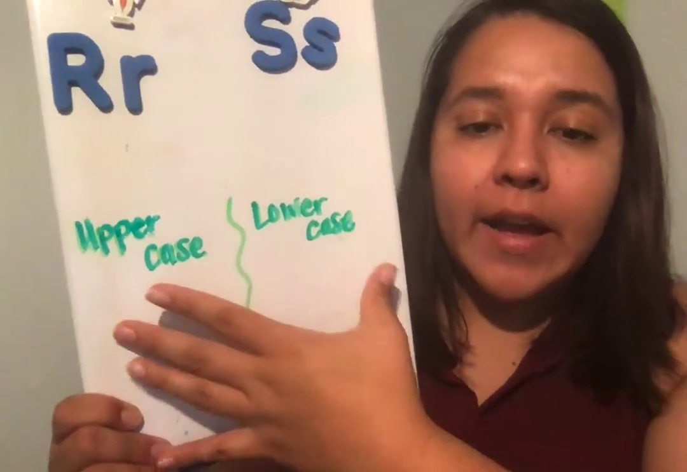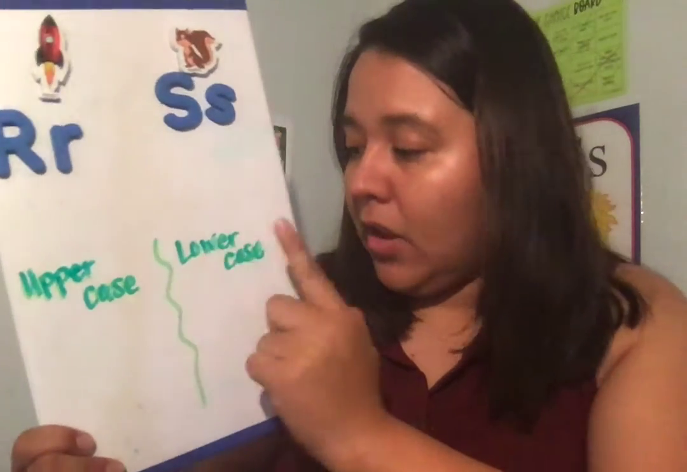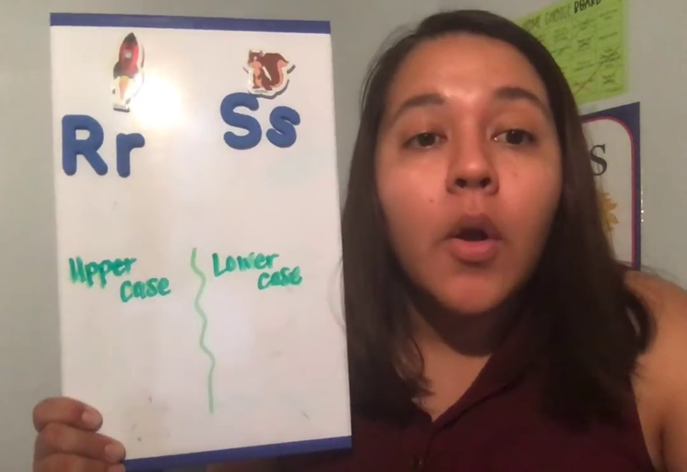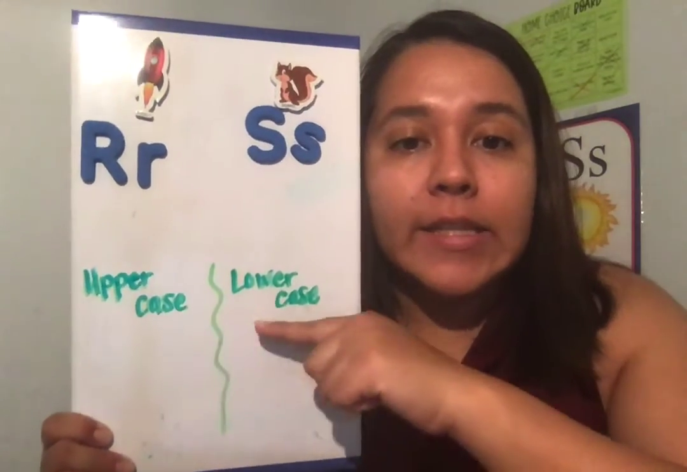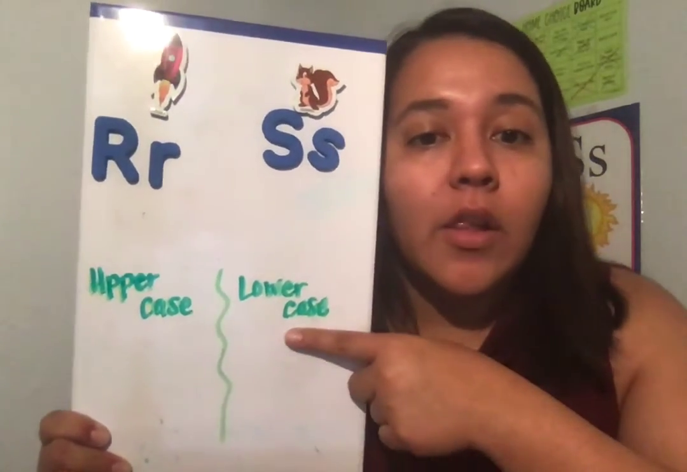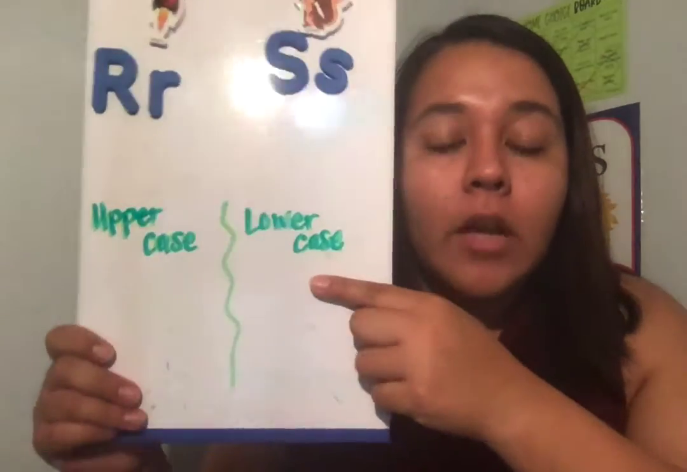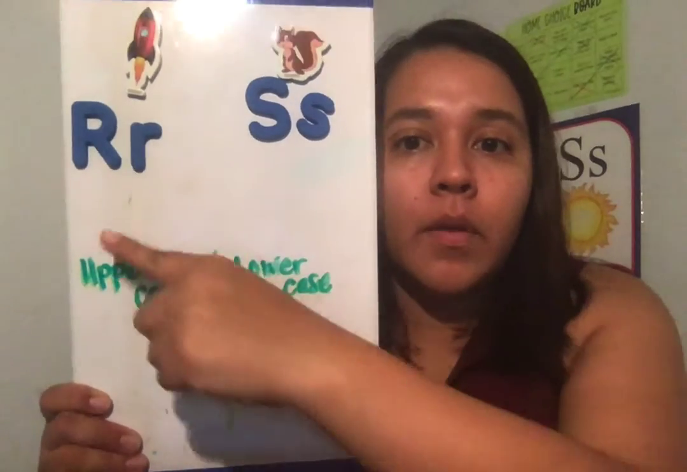Now down here I have this little graph and it says uppercase and lowercase. And what do you think we're going to do with that, guys? We are going to sort our letters with uppercase and lowercase. So that means we're going to put the big letters here and the lowercase letters here, the little letters. So let's get started. Can you guys help me?